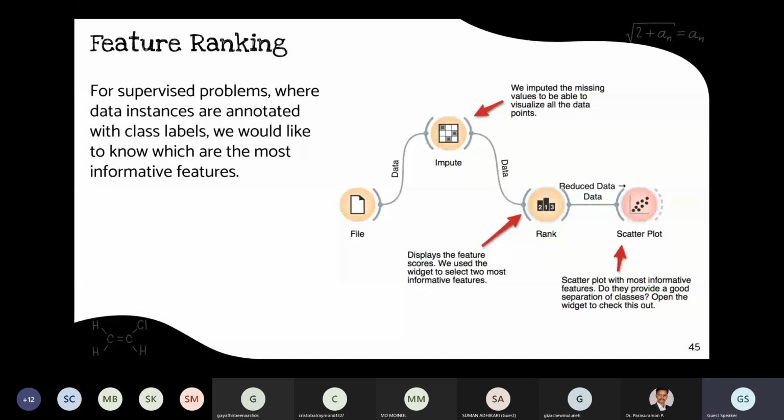Another thing is, we also wanted to know whether there is any missing data available. This is called data wrangling, W-R-A-N-G-L-E, right? Data wrangling. So we want to do transformations, we want to do modifications, and we want to analyze missing data also. So imputing the missing values to be able to visualize all the data points also. Imputation is another challenge in most of the data where we have missing data.